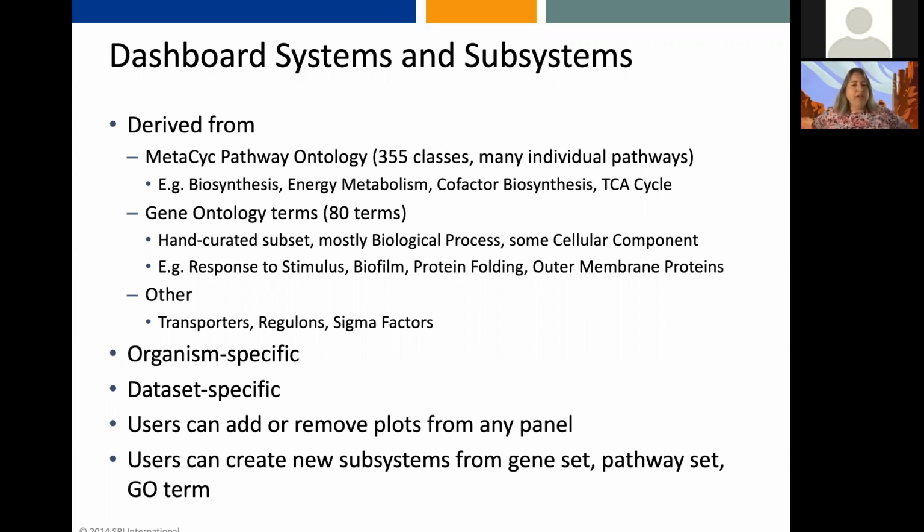We have a hand-curated subset of GO terms, mostly biological process terms, although we also look at things like the outer membrane. So things like response to stimulus, DNA processing, that kind of thing. Things that are mostly not metabolic pathway based. And this only really works for databases that have been annotated with GO terms, which has not been done for all our databases. It has been done for some of them. And then we have a handful of other subsystems that we can compute functionally based on what they do.